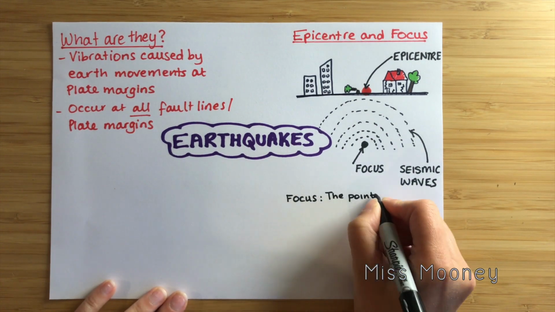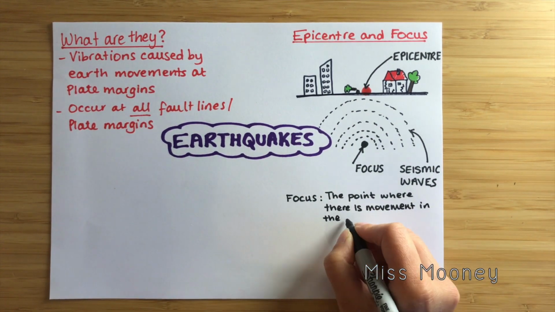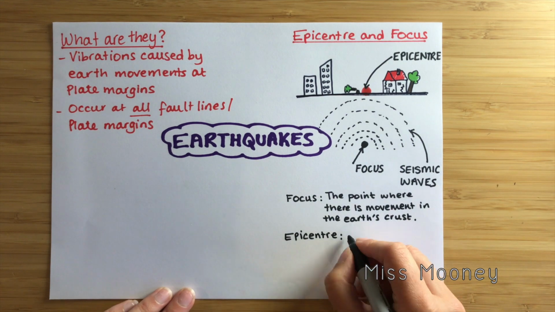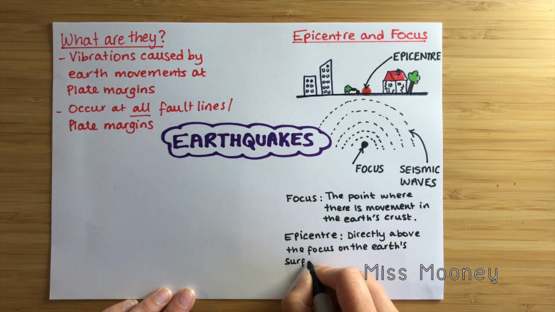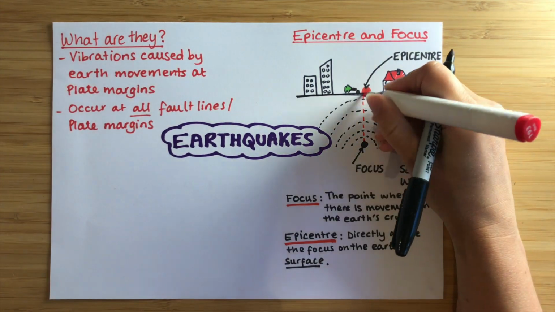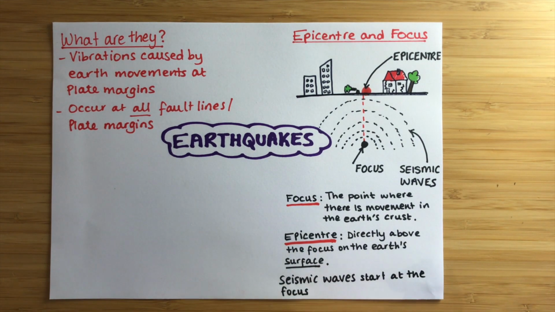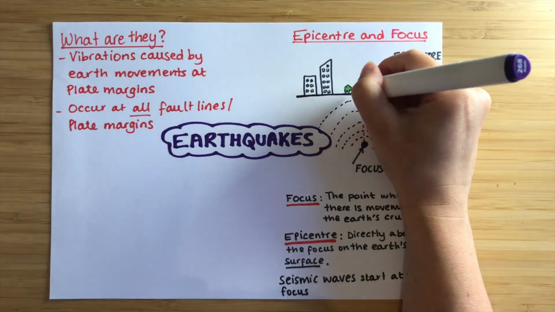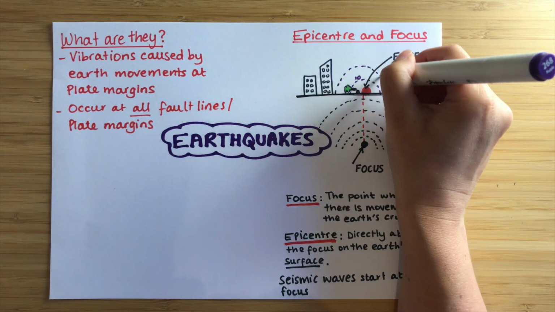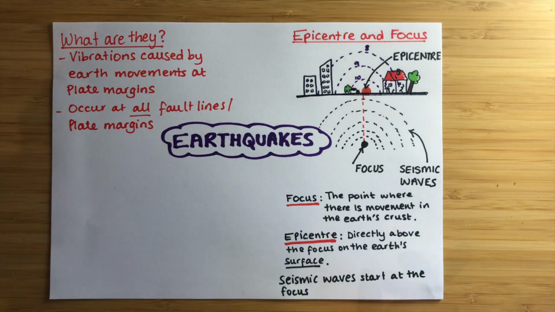Make sure you've learnt these key terms. The focus is the point where there is movement in the Earth's crust, the epicenter is directly above the focus on the Earth's surface, and the seismic waves start at the focus. And you can see where the epicenter is located and how the magnitude reduces the further away from the epicenter you are.